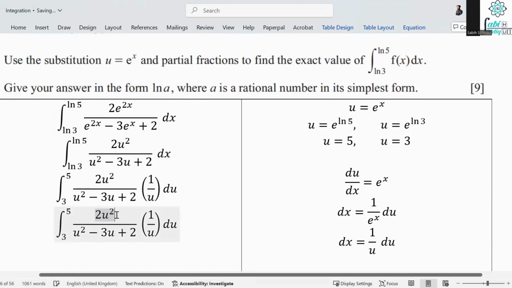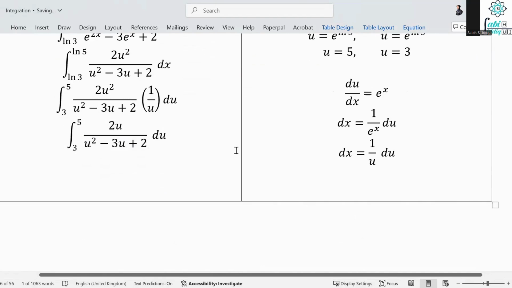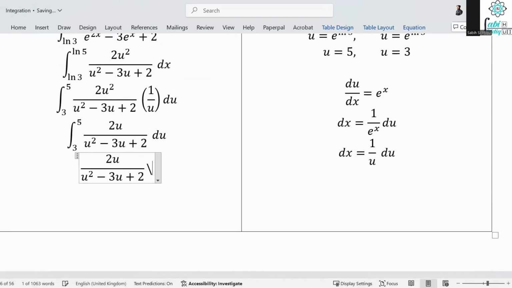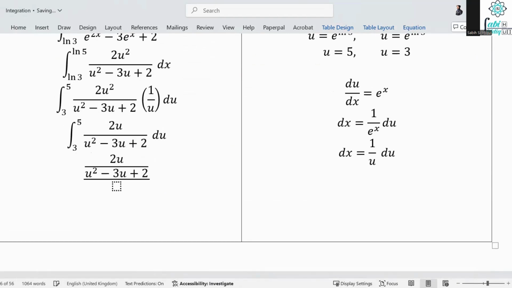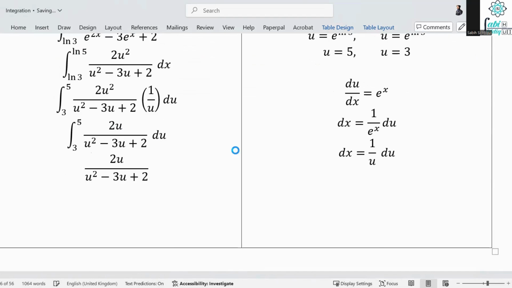This u and u, one cancels and I am left with 2u. Now is it a proper fraction? Can I directly make partial fractions for this one? Please do so. First make the partial fractions separately, and then I will integrate it. How do you factorize the denominator? Factorize the denominator.